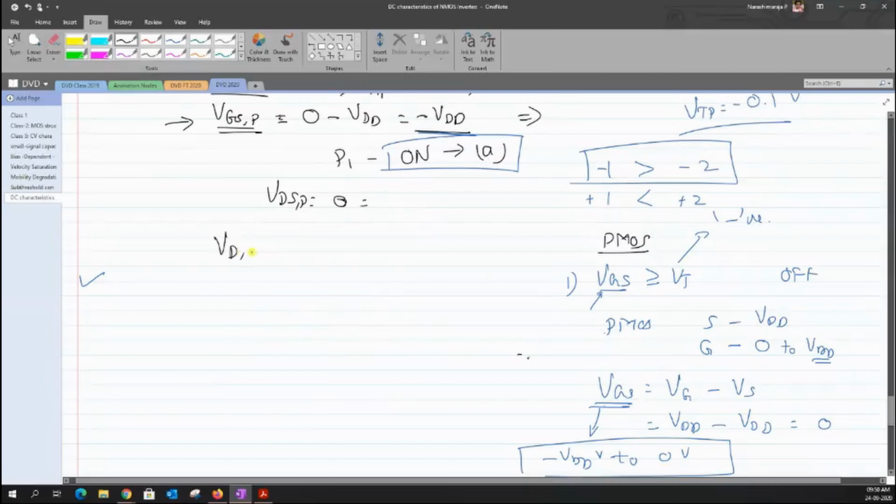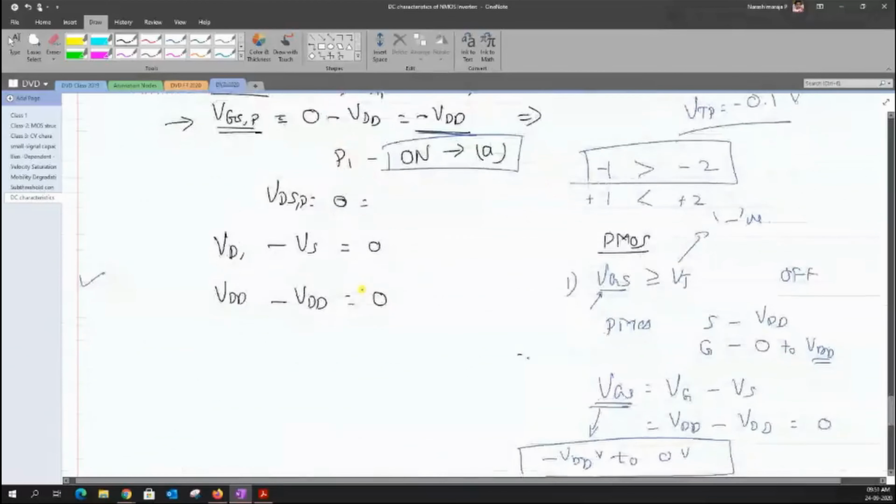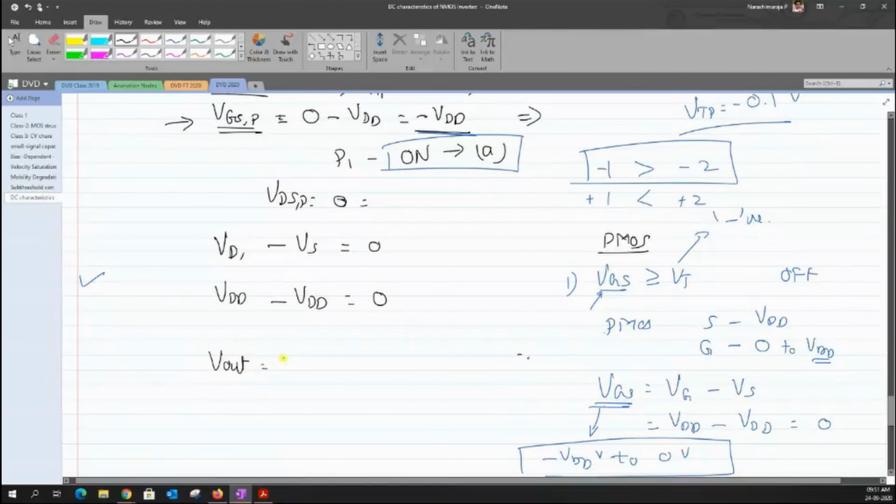So VD minus VS is supposed to be equal to 0. Now we know that the source potential is already connected to the supply VDD. In order to have a 0, I have to add a VDD to the drain of my PMOS, in order to ensure that it becomes 0. So in this situation, I would have my Vout, which is nothing but the drain potential of my PMOS device, connected to VDD.